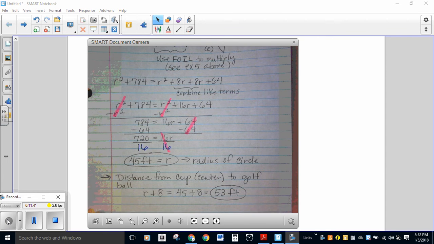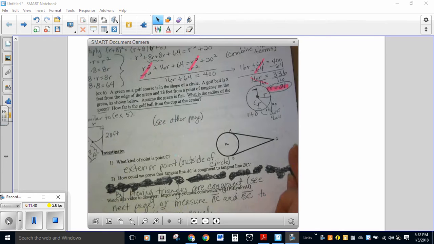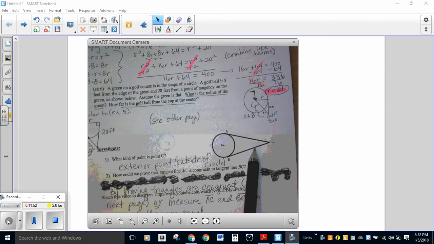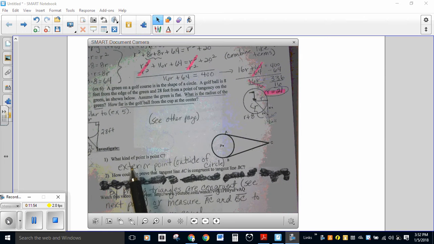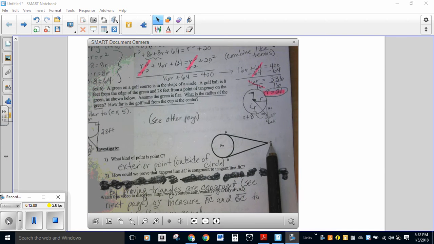The next part is, some classes got to it and some didn't, the investigation. They wanted us to look at this picture and then answer. So it says, what kind of point is point C? Well, we have outside points, we have inside points, and we have points that are on the circle. Well, C is not on the circle, like A and B. It is not inside the circle, which point P is. It's outside the circle, so we call it an exterior point, because it's outside of the circle.